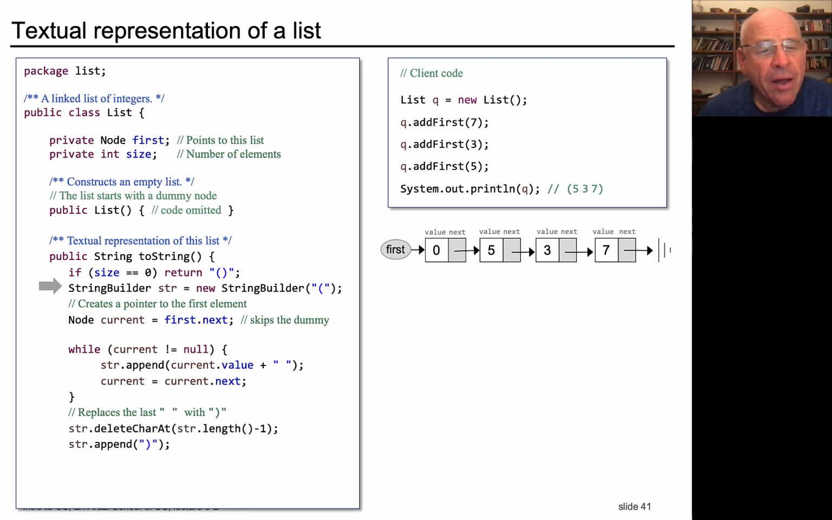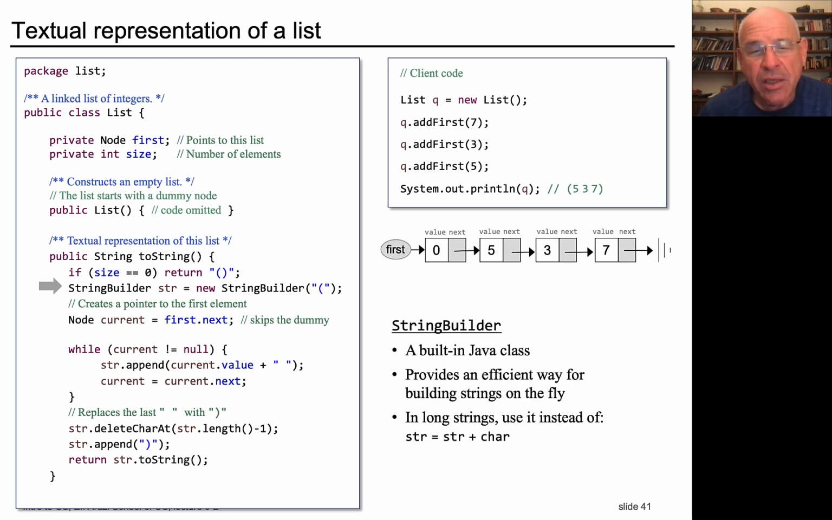So there are functions in StringBuilder that allow me to do all sorts of things to the string that I build. One of them is delete the character at the end of the string, and then I append the right parentheses, and finally I return the toString of StringBuilder applied to str, and this will give me the needed result.